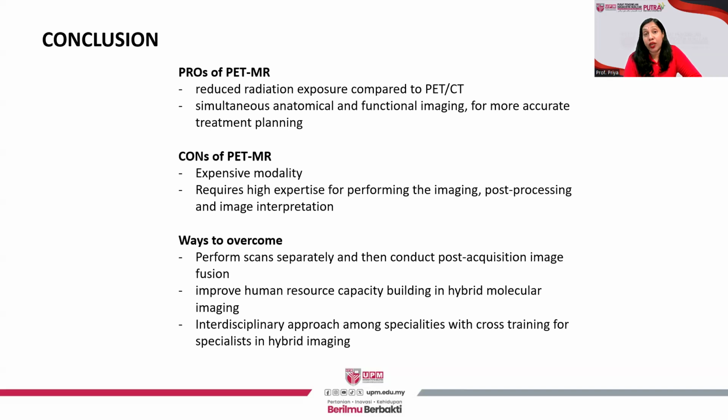Ways to overcome these limitations include to perform scans separately and then conduct post-acquisition image fusion. Therefore, we do not need to have the hybrid scanner, but have two separate scanners in a center that can actually be fused in image post-processing, and this can reduce the cost of buying a separate hybrid PET-MR scanner.